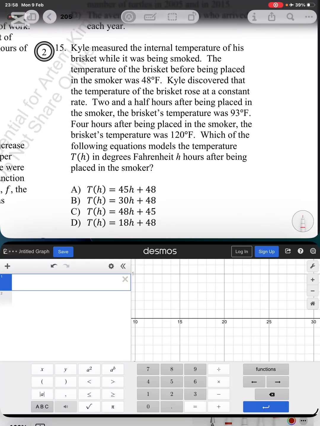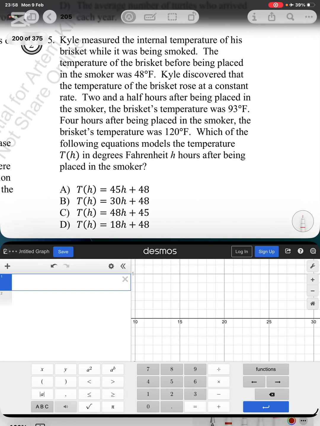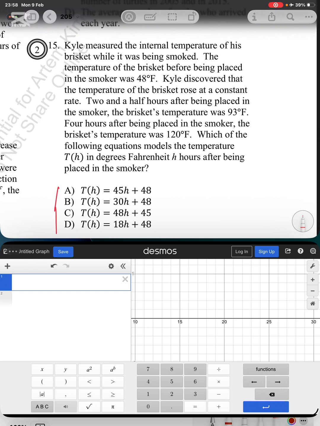In this SAT question, we're given this kind of expressions. So how to work with them? Now let me illustrate to you how to work with this SAT question. Kyle measured the internal temperature of his briskets while being smoked.